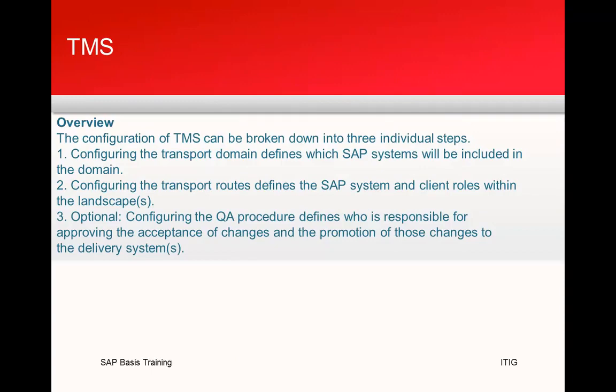Now TMS. The configuration of TMS, that is transport management system, can be broken into 3 individual steps. Step 1 is configuring the transport domain, which defines which systems will be included in the domain. Second is configuring the transport routes, which define the system and client roles within the landscape, and optionally configuring the QA procedure, which defines who is responsible for approving the acceptance of changes and the promotion of those changes to the delivery system.